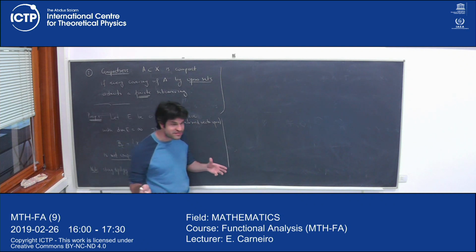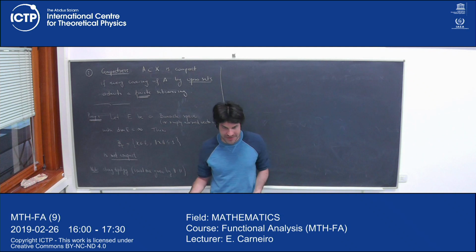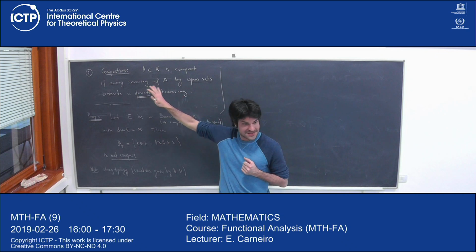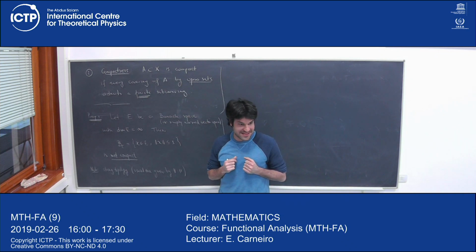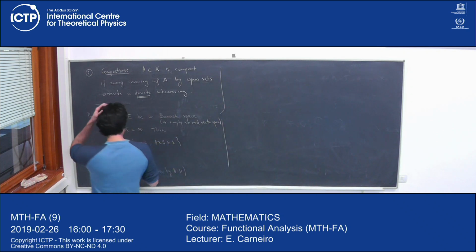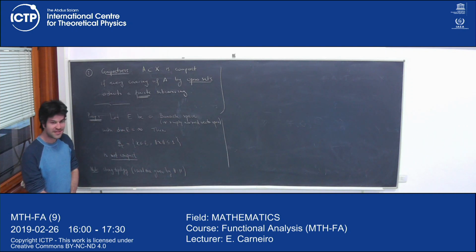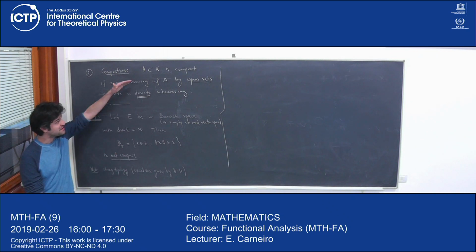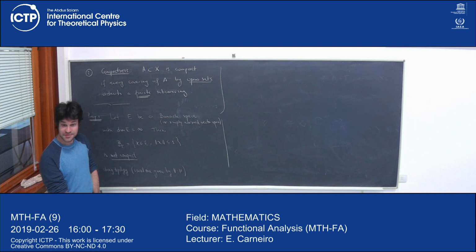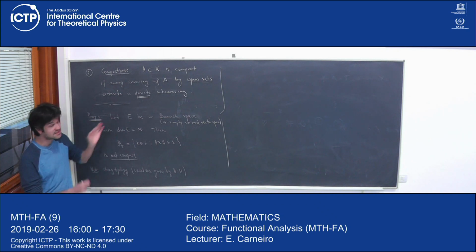In Rn you have this equivalence: being compact is the same as being closed and bounded. This even has a name, the Heine-Borel theorem. But the definition of compactness is this one, and the proof that it's equivalent to being bounded and closed in Rn is a consequence. Being closed and bounded is not the definition of compactness, otherwise this would be compact. So this is the definition. If you're in a Hausdorff topological space, this is equivalent to saying that every sequence in this space has a convergent subsequence.